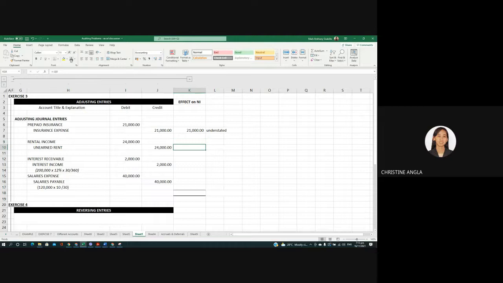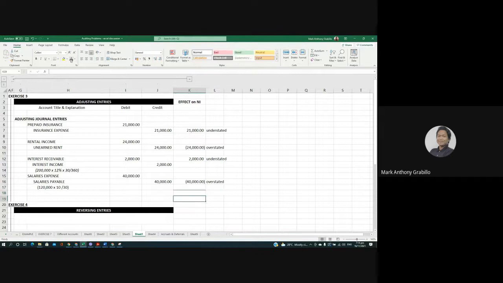Overstated by 24,000. Dapat nating ibawas kasi over nga. And then kapag hindi na i-record yung interest receivable, will the net income be over or under? Understated by 2,000. And kapag ang salaries expense hindi na-record, overstated by 40,000. Dapat bawasan.